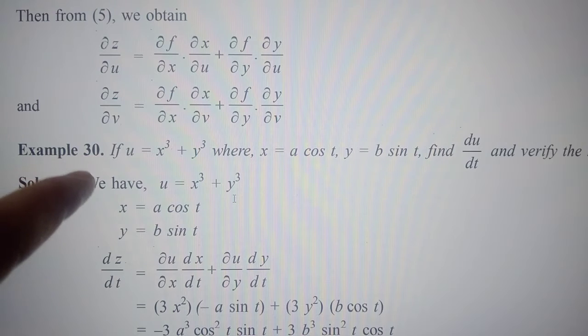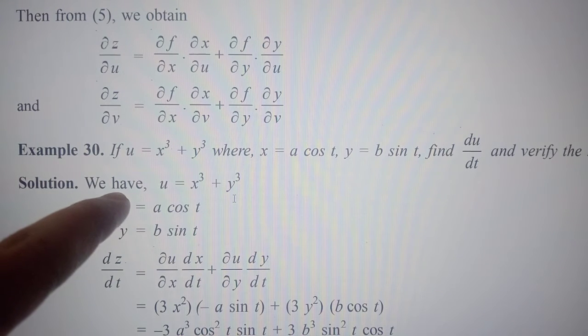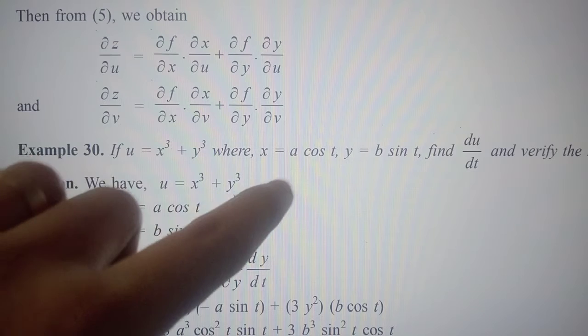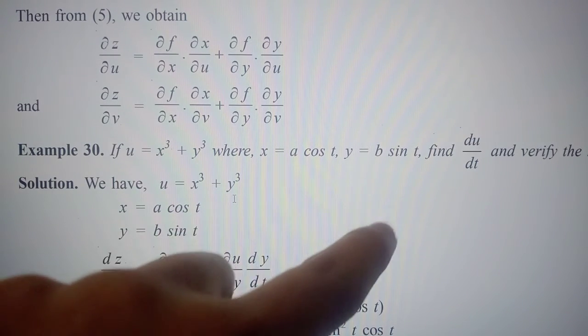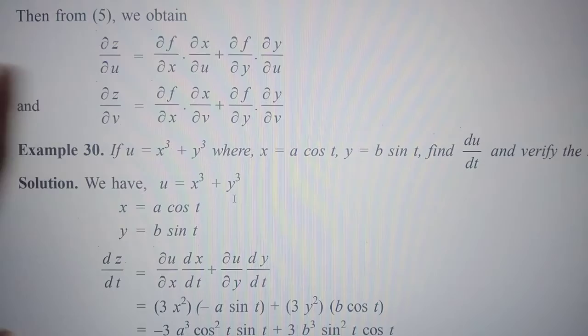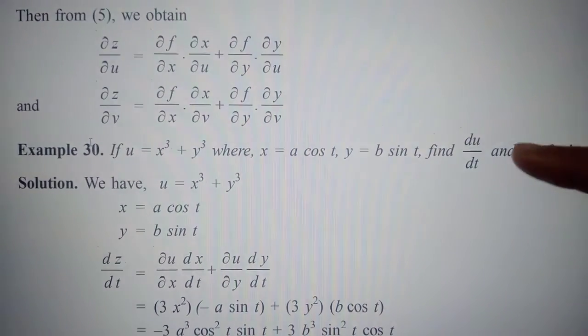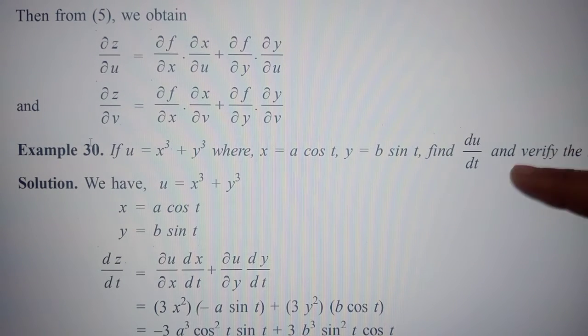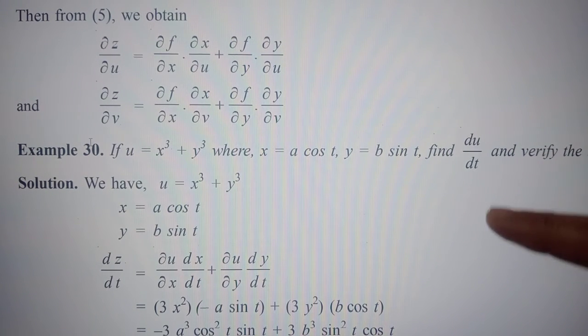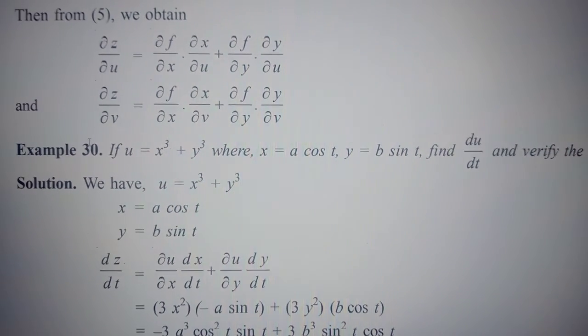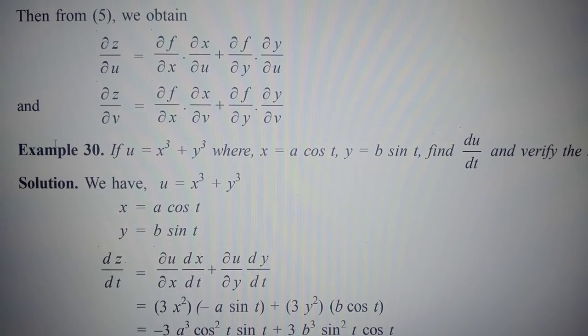So the question is: u is equal to x cube plus y cube, where x equal to a cos t, y is equal to b sin t. Find du by dt and verify the result. So we have to find not only the partial differentiation, we have to find the full differentiation, that means total differentiation. So we have to find du by dt. So u is given by x cube plus y cube, and x equal to a cos t and y is equal to b sin t is given.